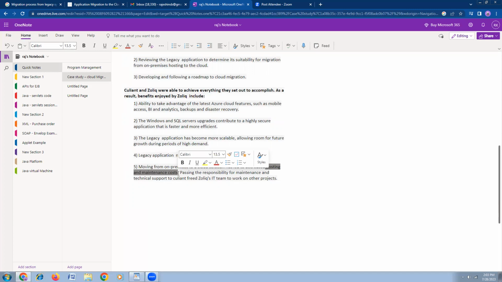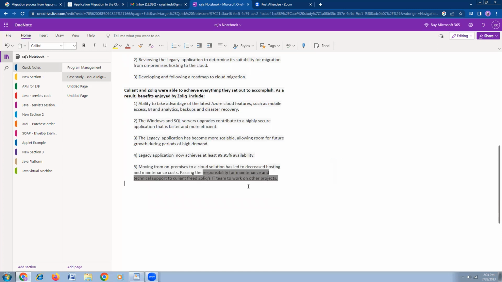Those cloud services may be public and private cloud. Let us not get into that, that's a different explanation and is not required. So hosting and maintenance cost and everything will come down. This is an advantage. Next, passing the responsibility of maintenance and technical support to Quilient freed Jolix's IT team to work on their projects.